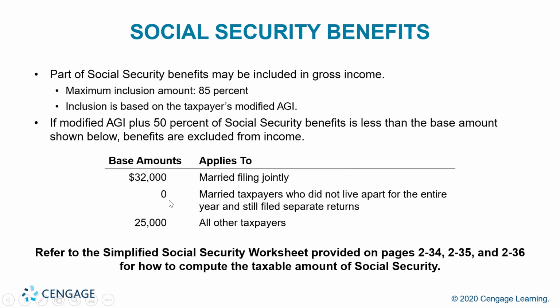Social Security benefits. And so part of Social Security benefits may be included in gross income. So the maximum inclusion amount is 85%. Inclusion is based on the taxpayer's modified AGI. If the modified AGI plus 50% of the Social Security benefit is less than the base amount shown below, benefits are excluded from income. So here you have a table that helps you define that. Also refer to the simplified Social Security worksheet provided on pages 34, 35, and 36 of Chapter 2 for how to compute the taxable amount of Social Security.